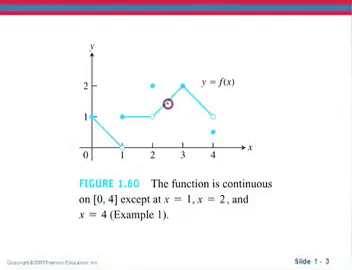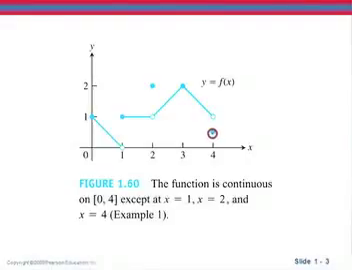If we look at 3, the limit as x approaches 3 from the left and from the right are both 2. Also, f of 3 is 2, so it is continuous at the point 3. Now let's look at the other endpoint, which is 4. The limit as x approaches 4 from the left is 1. However, f of 4 is not 1, so it's not continuous at the right endpoint.